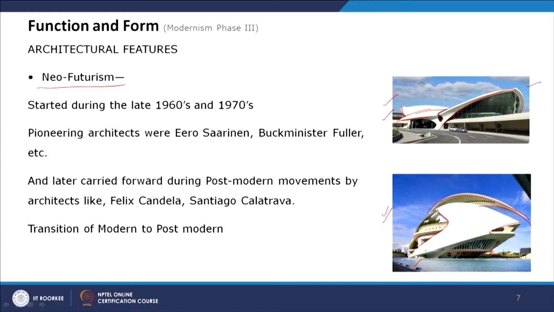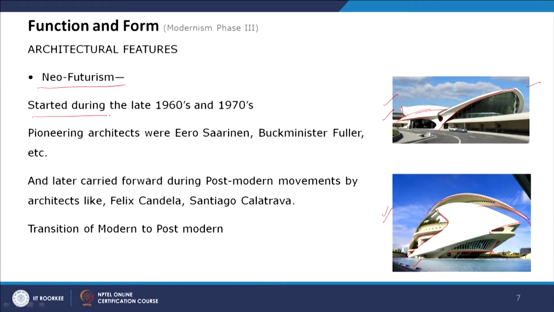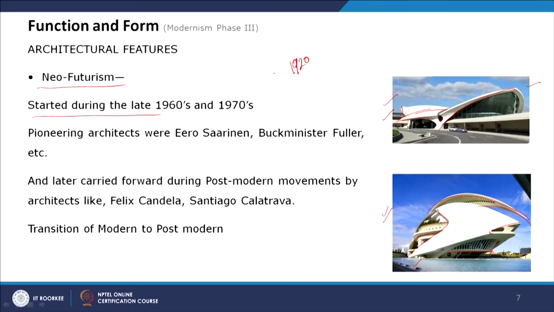As this is the Science and Art Museum, there was a lot of science and new advancement of science and art, and Calatrava wanted this design to be futuristic. So NeoFuturism started in the late 1960s and 1970s, which is around the late ending phase of modern, because modern started from the 1920s, which is the early modern, and ended around the 1980s. So it's almost around the end of modernism, and this got continued in the postmodern style.